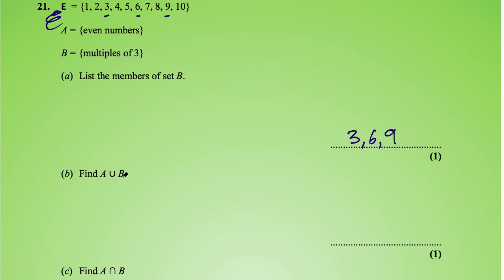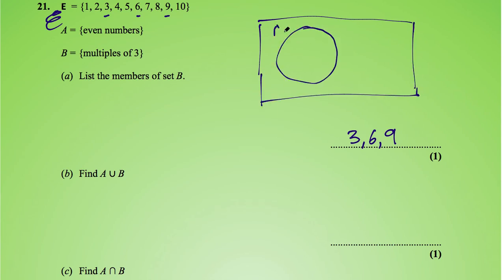Find A union B. That's both anything that's in A or in B or in both. Now, I think it's probably easiest for me to actually just draw a diagram and put these numbers in. So here's the Venn diagram that normally goes with this set notation. E is the full set, and we've got these smaller sets, A and B.